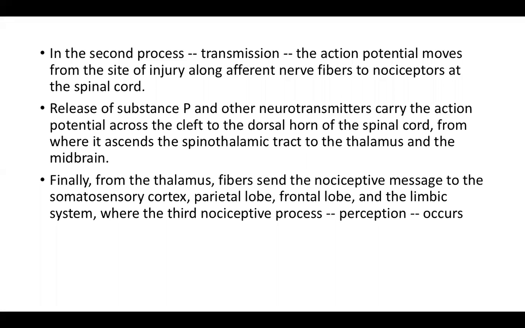And then from the thalamus, the fiber sends the nociceptive message to the somatosensory cortex, parietal lobe, frontal lobe, and limbic system, where the third nociception process, that is perception, occurs. Everything has to go to the brain, and there are certain sites for that. So it just travels through all those things to get there.